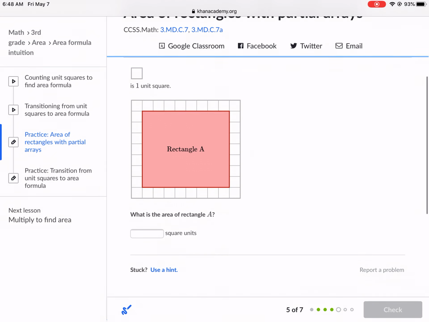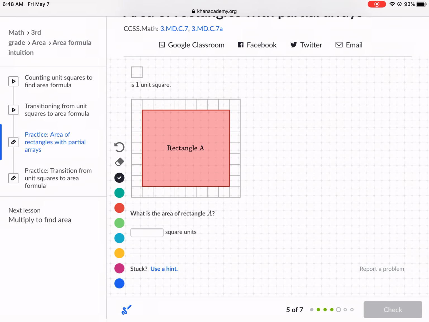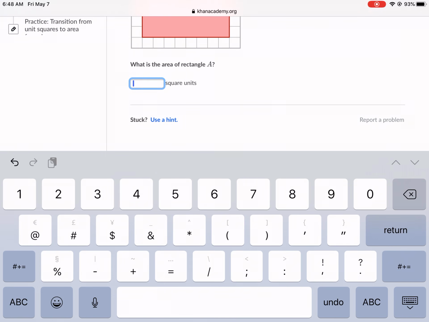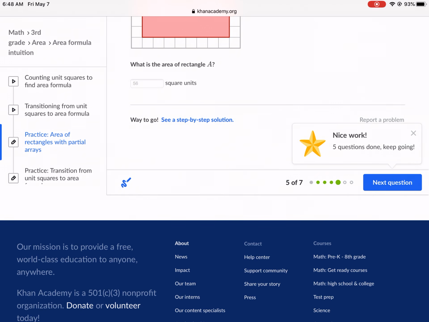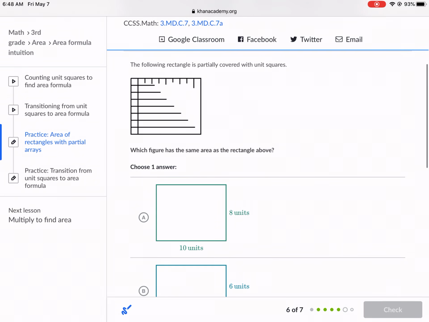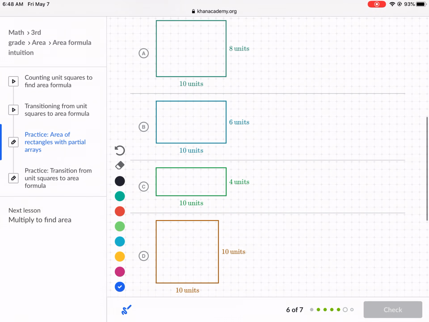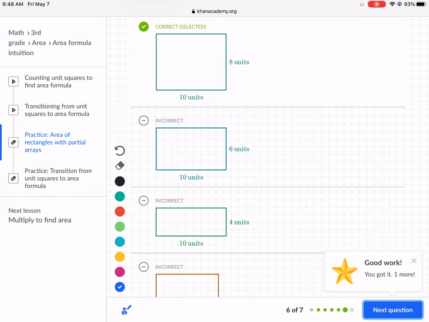All right, rectangle A. We're gonna speed this up because I think you get the general idea. We have 1, 2, 3, 4, 5, 6, 7, 8. Let me just double check that. 4 and 4, good. 1, 2, 3, 4, 5, 6, 7. 7 times 8, 56. Next question. Okay, partial. We're going to have to count here. 1, 2, 3, 4, 5, 6, 7, 8. We're looking for an 8 by 1, 2, 3, 4, 5, 6, 7, 8, 9, 10. 10 by 8. First one.